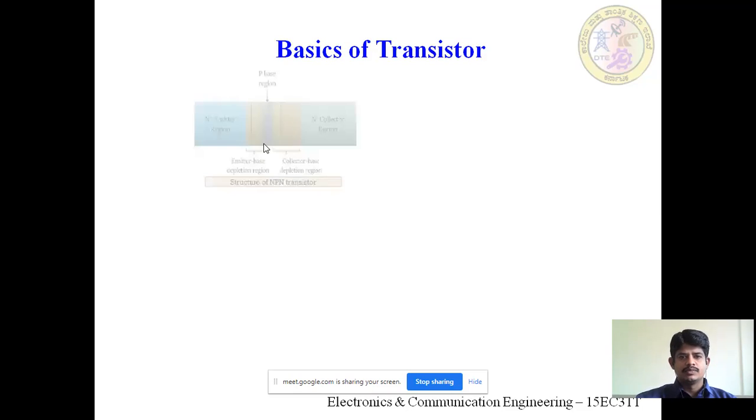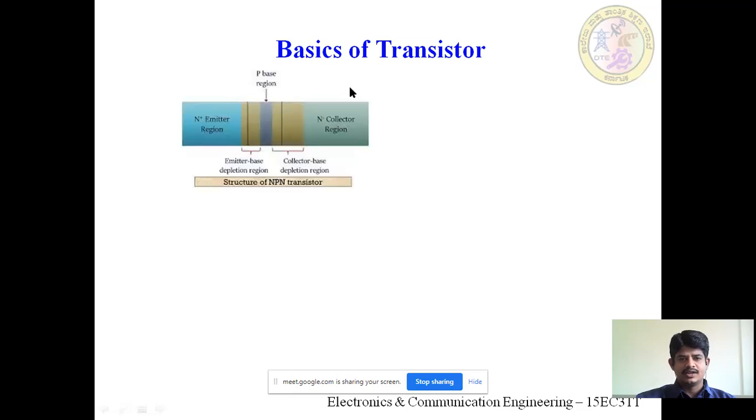Then let's deal with the basics of transistor. Before going to the transistor operation, we must have some basic knowledge. Coming to the basics of a transistor, we already know that a transistor has three regions. One is an emitter region, one more is a base region, one more is a collector region. So it has three regions. And in transistors, we know that we have two types. One is NPN, one more is PNP.